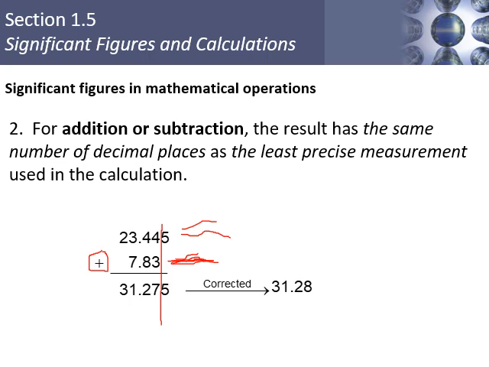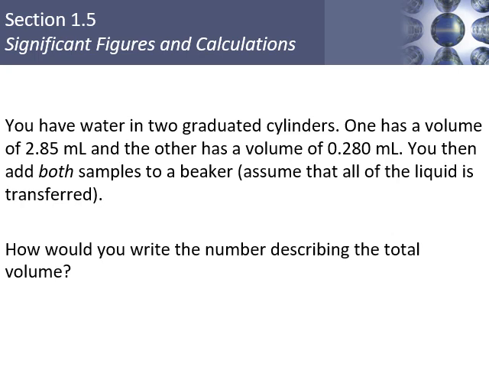When you add these, you get 5 plus 0 is 5, and then 4 plus 3 is 7, 4 plus 8 is 12, and so forth, and you get 31.275. But you can't keep the 5 because it would violate your rule for sig figs. So you have to round that 5 off, and you round up the next number over. So the 3.27 becomes 3.28. All right, so that's it for the rules. Let's go to the next slide.